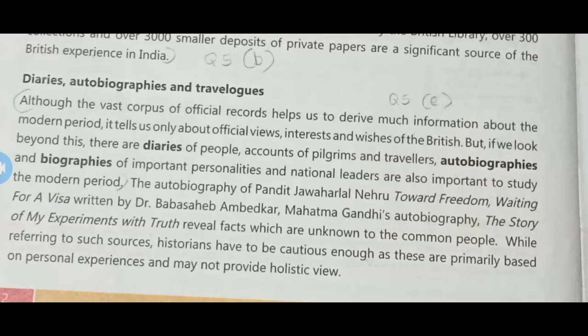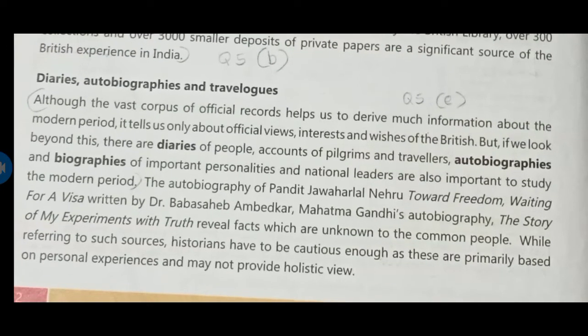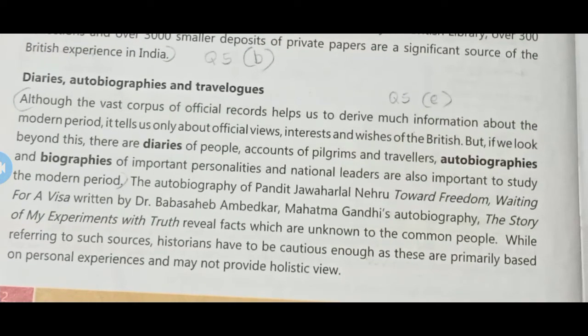Autobiographies were written by Pandit Jawaharlal Nehru, Towards Freedom. There is also the autobiography of Mahatma Gandhi, The Story of My Experiments with Truth. And there is one autobiography of APJ Abdul Kalam, Wings of Fire. It is an excellent autobiography of him. The book is named Wings of Fire. You should read it, it's excellent.